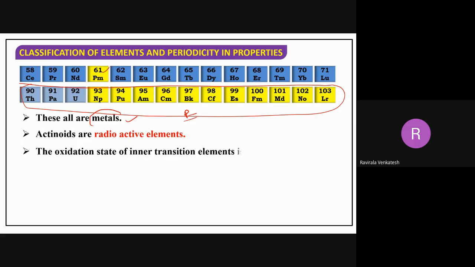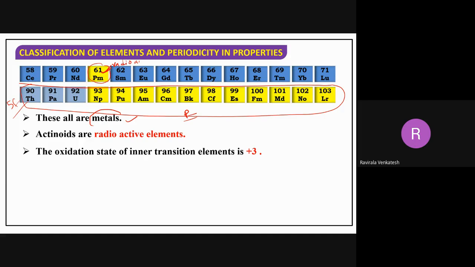In this one, promethium is also radioactive, because it is a man-made element. Radioactive, even promethium. Now they will ask one question: in the 4f series, which element is the radioactive element? Promethium is the radioactive one. In the 5f series, which element is radioactive? Tell me. In the 5f series, all are what?